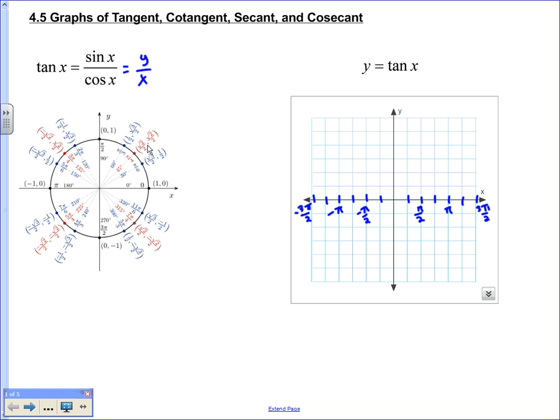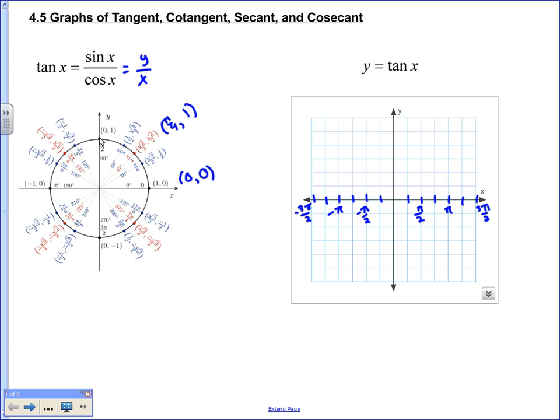Okay, so let's look at our unit circle to help us. We're going to look at our y values over our x values, and we're only going to look at certain points. At 0, my y value over my x value will be 0 over 1, which is 0. So at the angle 0, my y value is 0. I'm going to go over to pi over 4. At pi over 4, I have the square root of 2 over 2 over the square root of 2 over 2. Since those are both the same, that's 1.